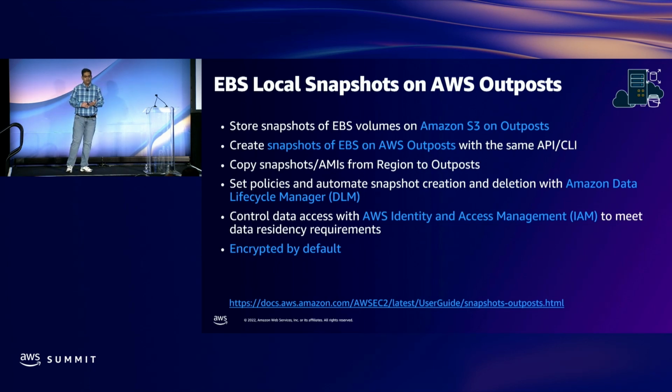So first, store snapshots of EBS volumes on S3 on Outposts. If you have S3 on Outposts, you can create snapshots with exactly the same API commands, same CLI commands. You have to specify the outpost you want it to. You can copy snapshots or AMIs from regions to outposts. You can also use DLM to manage your outpost snapshots, so all the same use cases work. You can use IAM policies to manage access to those snapshots. And these snapshots, because we were able to launch this with Outposts, are encrypted by default. So you don't have to choose between what type of encryption to provide.